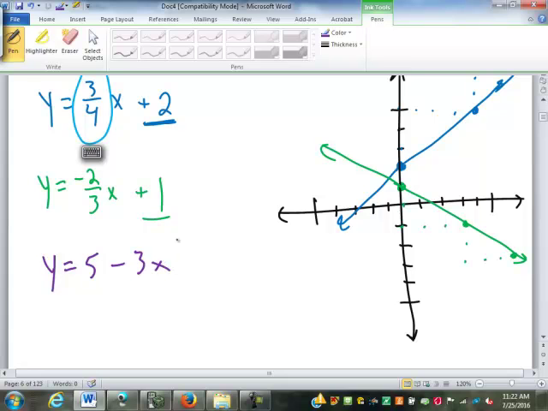Where's this one going to start? I moved the order of things around a little bit, but the numbers still mean the same. What number is really being added or subtracted here? 5. The negative 3 is multiplying the x. The 5 is being added or subtracted. So from the origin, we go up 1, 2, 3, 4, 5. That is where we're starting.